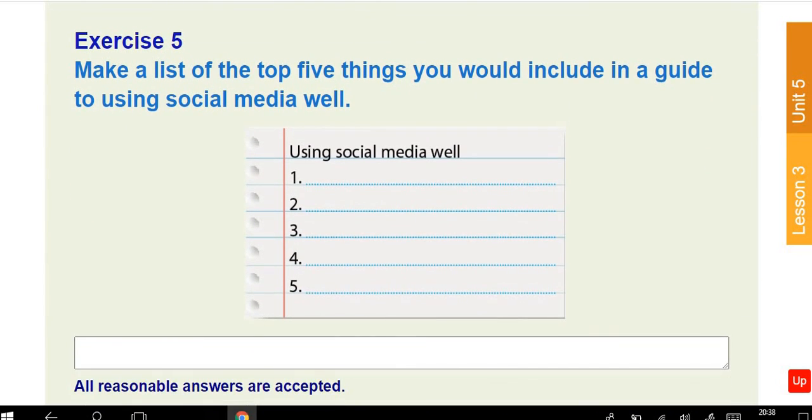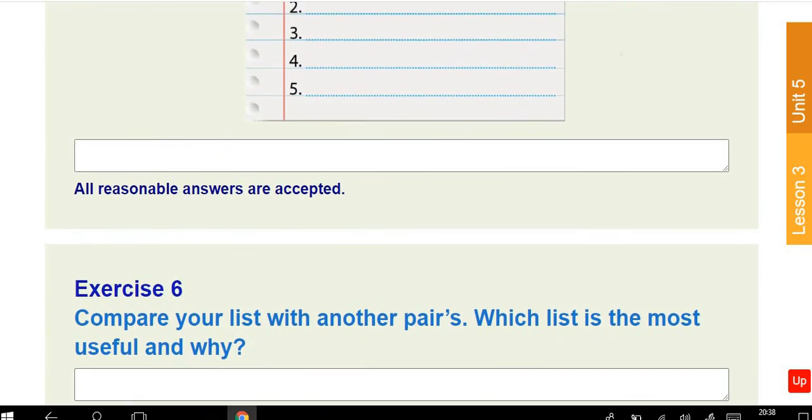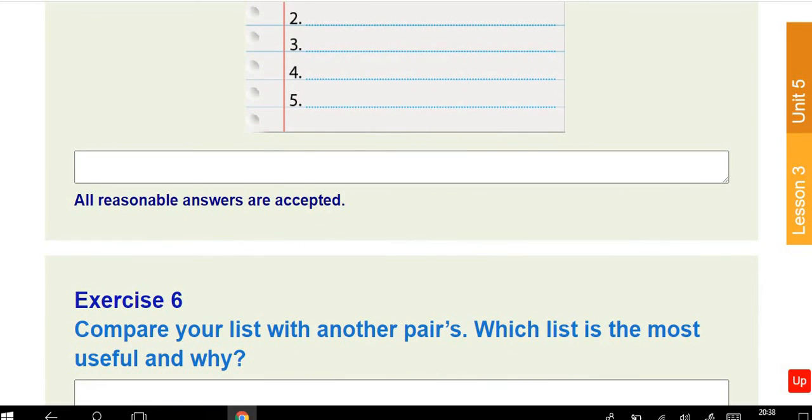Now, as homework, you should make a list of the top 5 things you would include in a guide to using social media well. Try to do it and we'll discuss it next time and compare it with the list of another classmate.